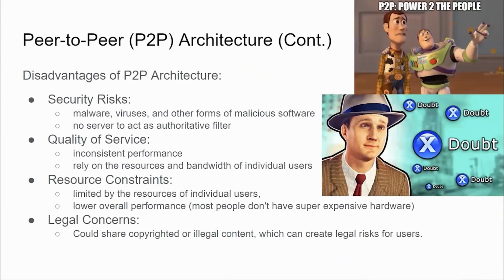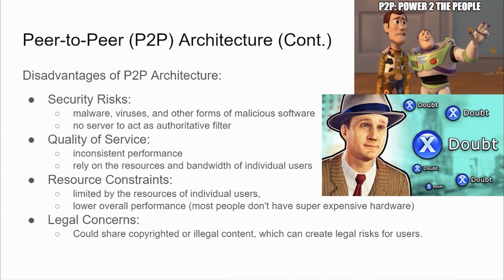What are some disadvantages of P2P architecture? The first disadvantage is related to security risks. Since P2P networks don't have a centralized server to filter malicious content, they are more vulnerable to malware, viruses, and other forms of malicious software.